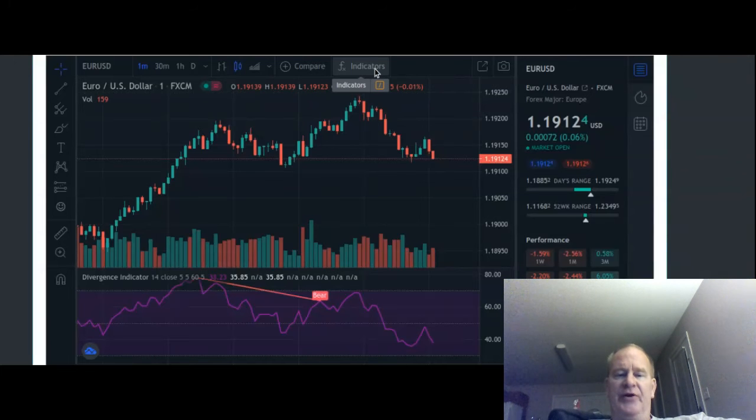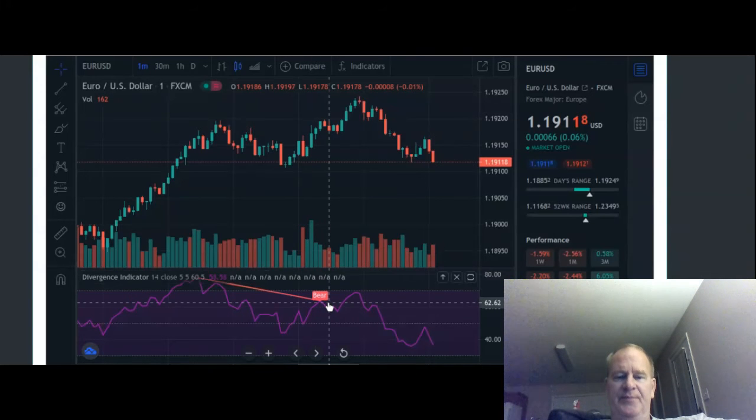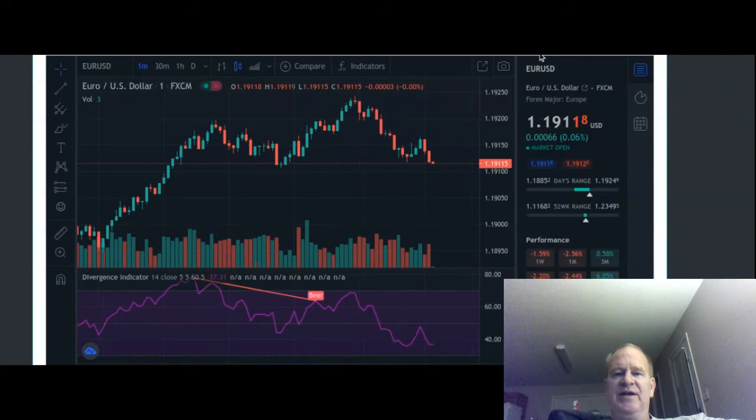Under the indicators, what you do is pick the divergence indicator. As you can see, the name of it there at the bottom. And as you can see here, we've got a red line drawn with the word bear on it. And what this divergence indicator does, it looks for divergence between the price and the strength of the way the market's moving.